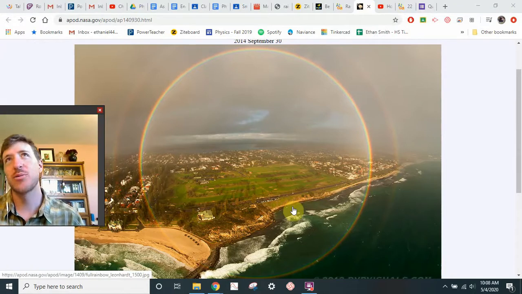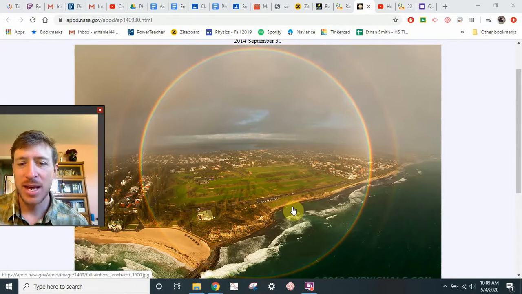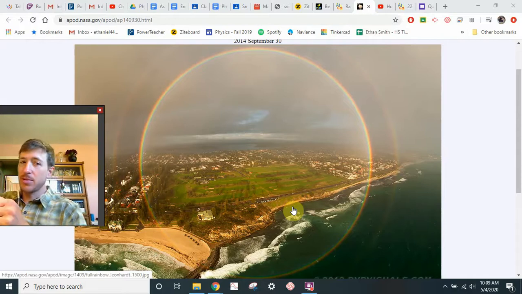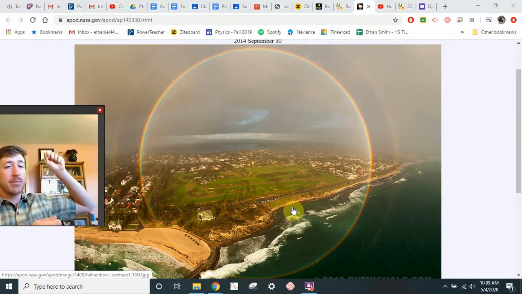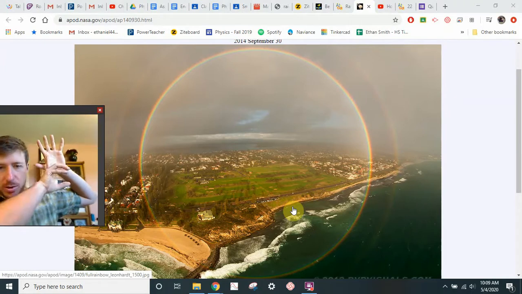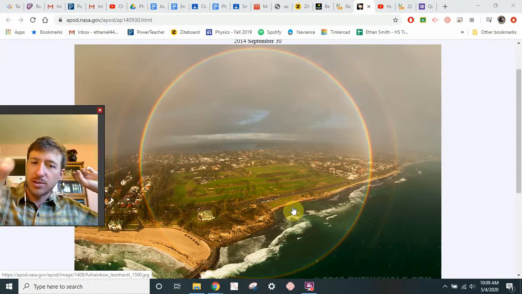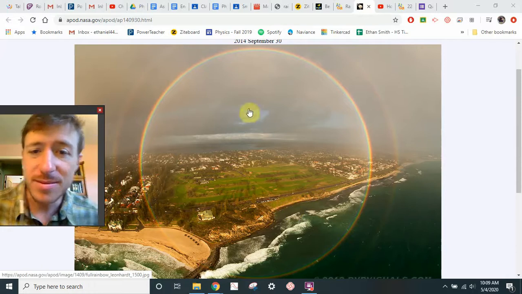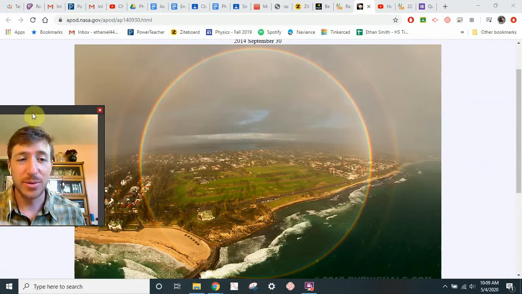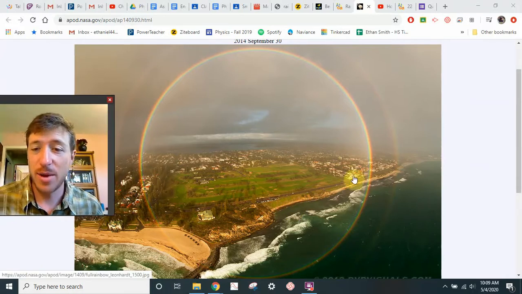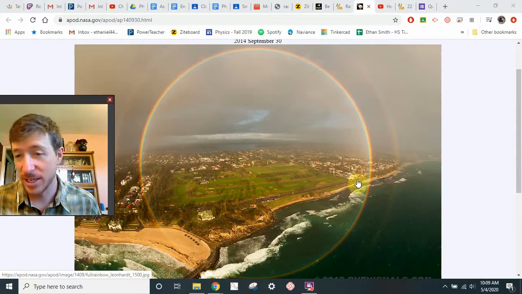You could also do this with a garden hose on a mist setting. Once again, the sun has to be coming from behind you. You have your mist or hose, and the light goes into those raindrops, refracts and reflects back towards your eyes in this full circle, which is pretty cool. And so it's not ending up being cut off by the ground. And perhaps you guys have seen this before.